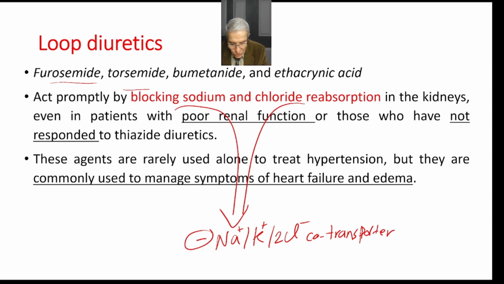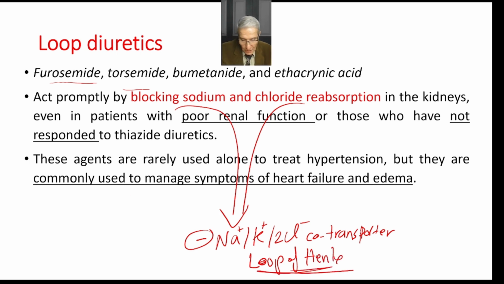So this group of medication, we talk about loop of Henle in the nephron. Okay, this is number one. And loop diuretics work even in patients with impaired renal function.